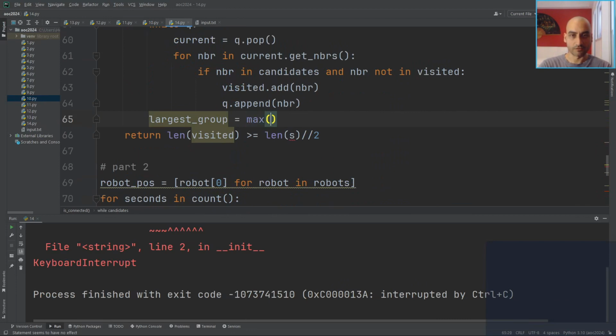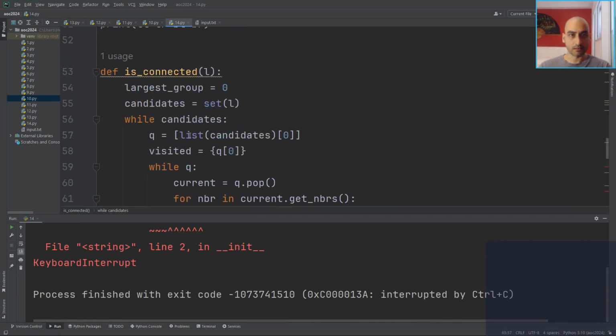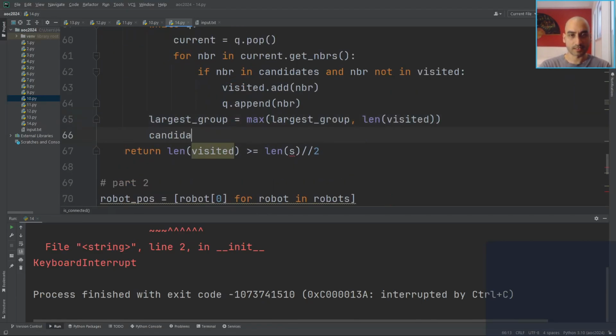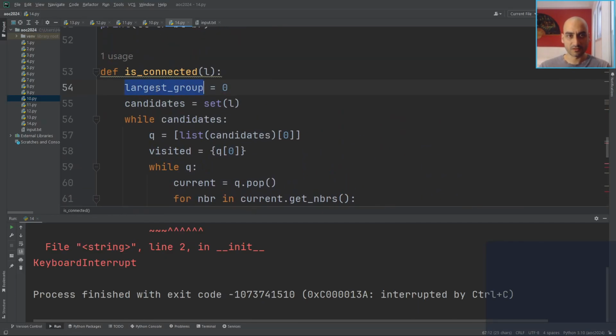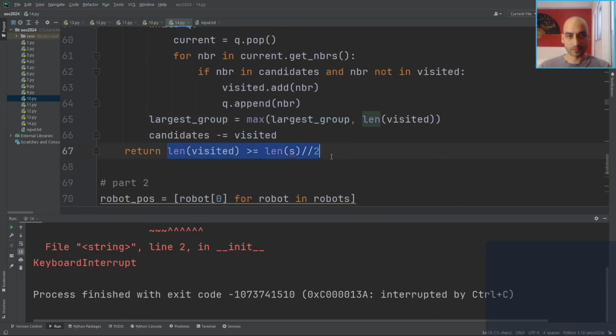Then after this is done, we say largest group equals max of whatever it was before, and length of visited here. And then candidates minus equal, just remove all the things we've now visited. And return largest group is greater or equal to length of.